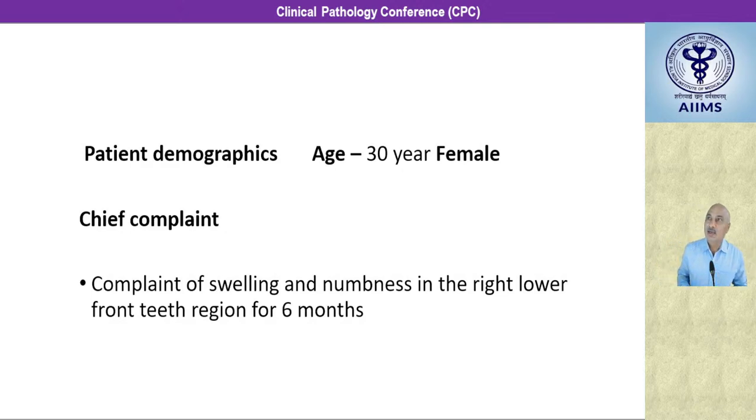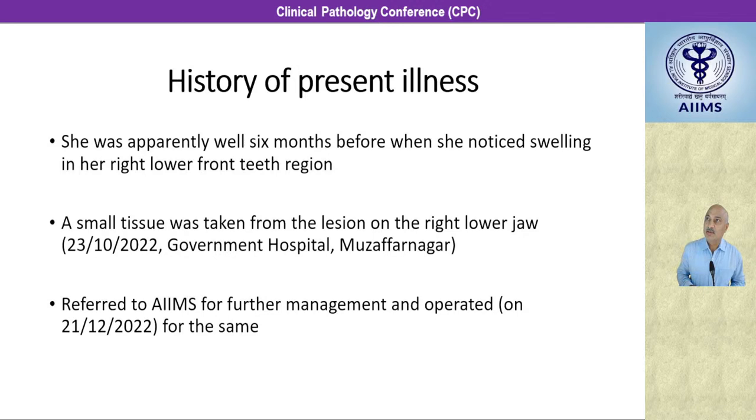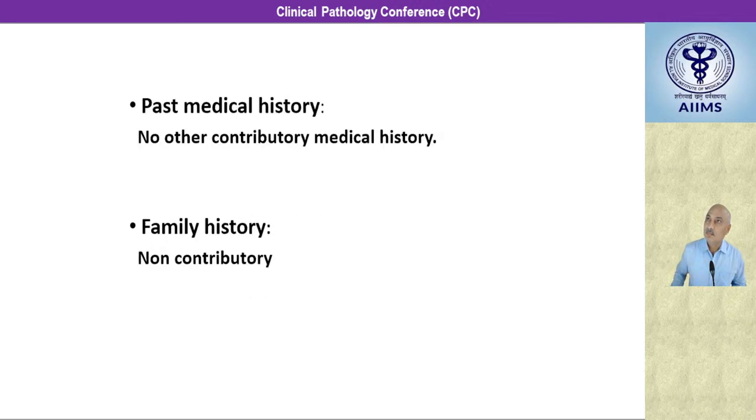So I have been given a case to discuss. This 30-year-old female presented with a chief complaint of swelling and numbness in the right lower region of the mandible, which has been there for almost 6 months. She was apparently well 6 months before, when she noticed some swelling at the right lower front region. She reported at a local government hospital where a small biopsy tissue was taken, and then she was referred to AIIMS and was operated on here in December 2020. Past medical history and family history are not contributory.